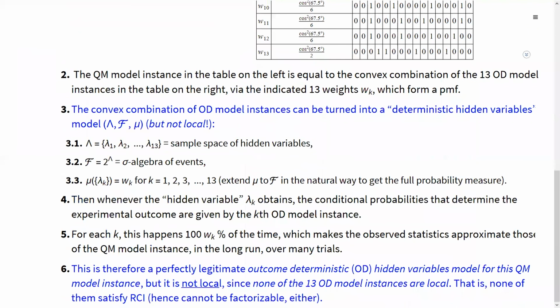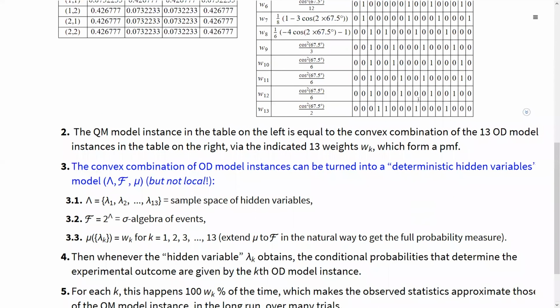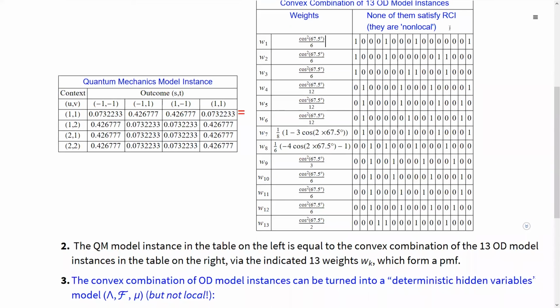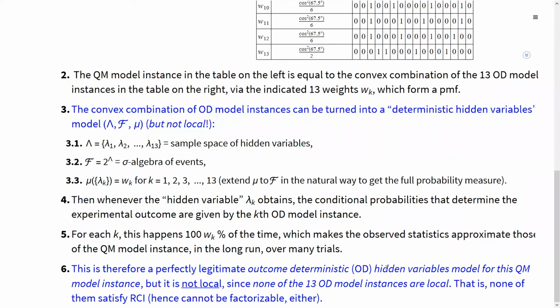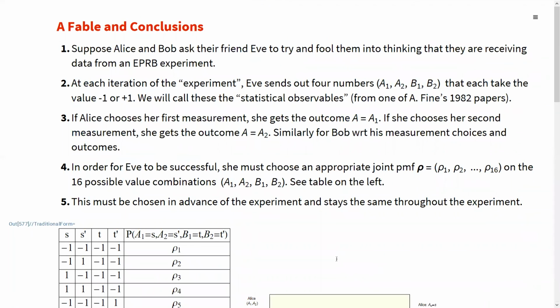Anyway, this would seem to suggest that there's a deterministic model for quantum mechanics. But what's wrong with these OD models? None of them satisfy remote context independence. They're non-local. So this is a perfectly legitimate outcome deterministic hidden variables model for this QM model instance, but it's not local. So what does this all mean?